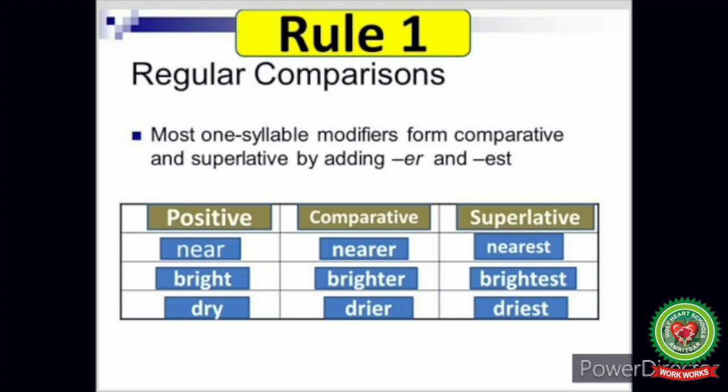So near, nearer, nearest. Similarly, in bright, in its comparative degree, we will add er and it will be brighter. In its superlative degree, we will add est and it will become brightest. Similarly with dry, its comparative degree is drier and its superlative degree is driest.